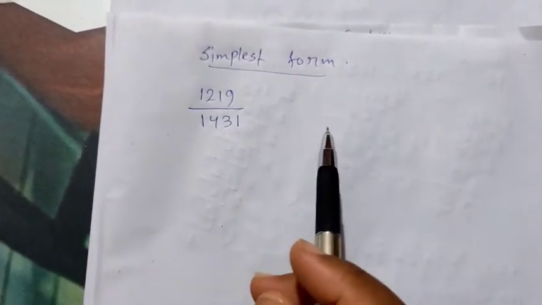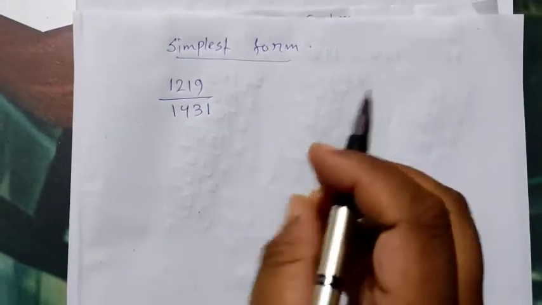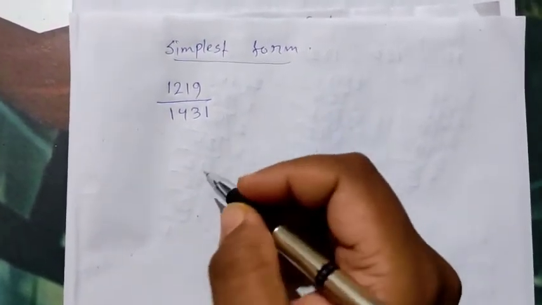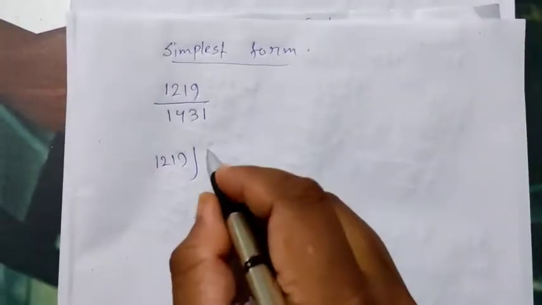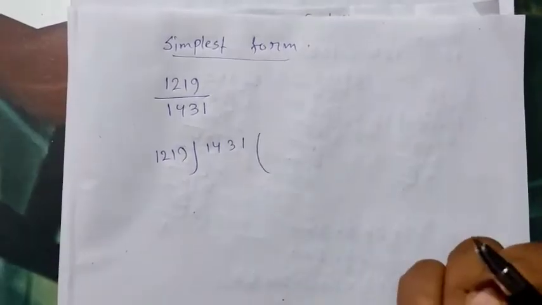And by the way, what is the simplest form? The fraction is in simplest form when the numerator and denominator do not have any common factors other than 1. So how to check them? We have to find the HCF. So with the long division method, let's find the HCF, because the numbers are very big.